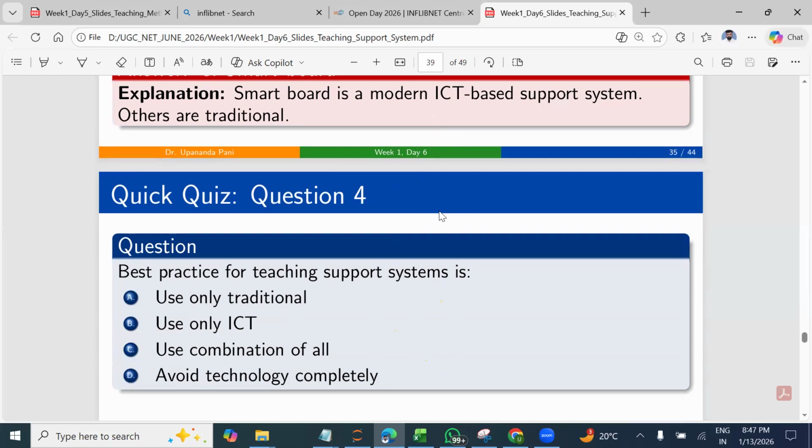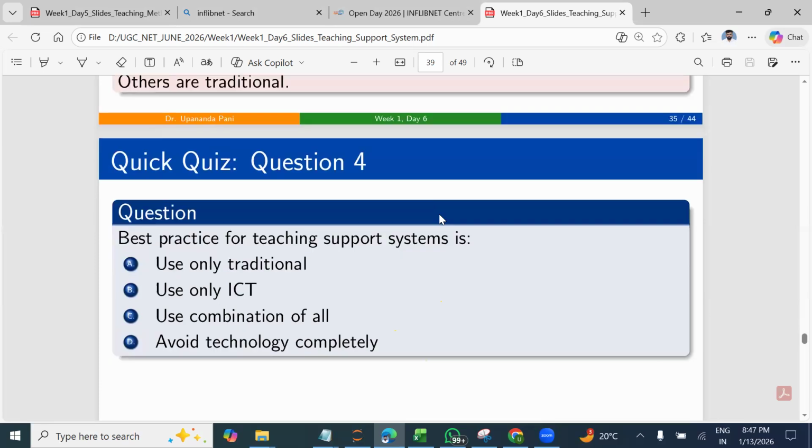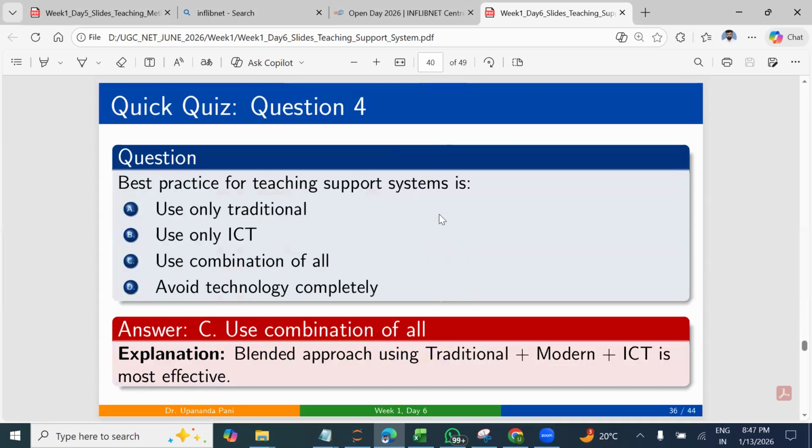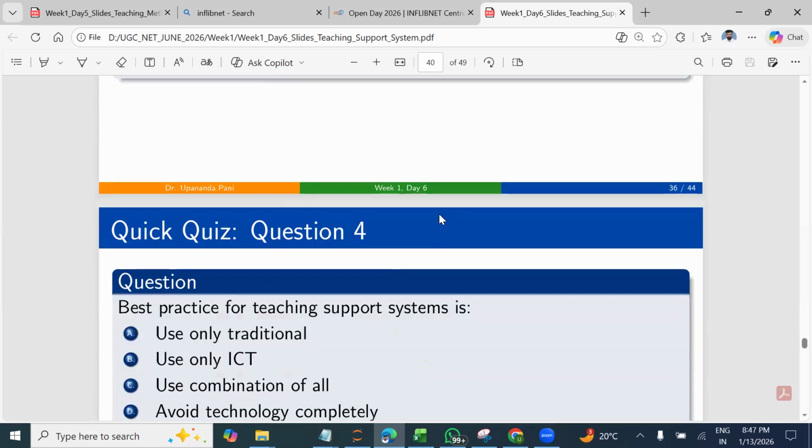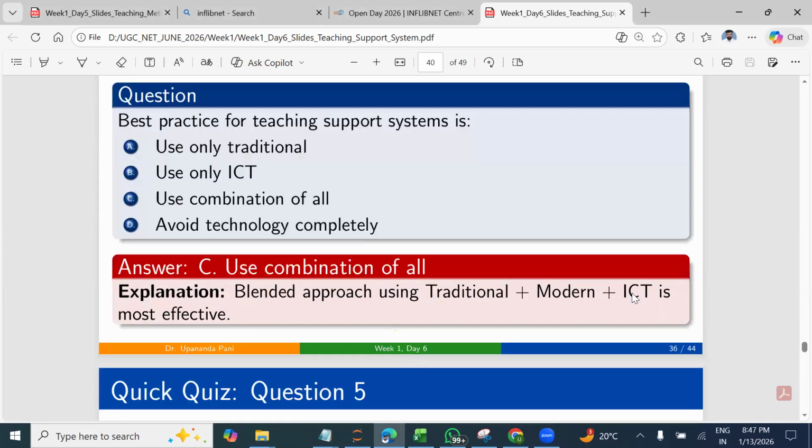question 4, best practice for teaching support system is which one? Okay, this question, best practice for teaching support system is C. Okay, which uses the combination of all, right?